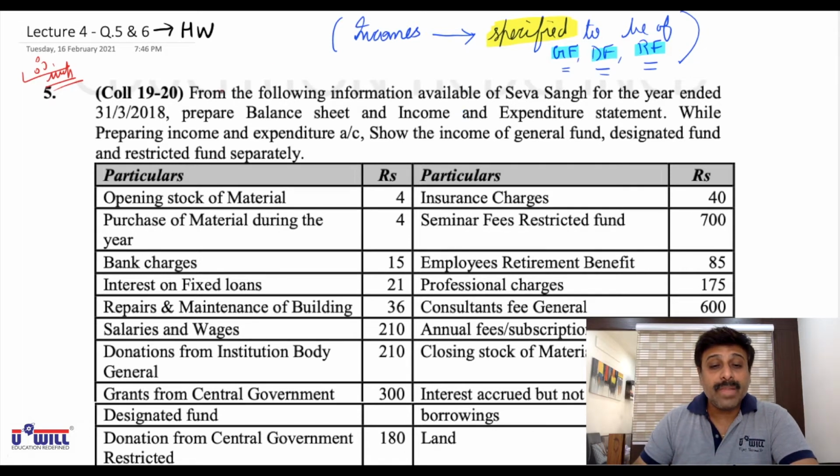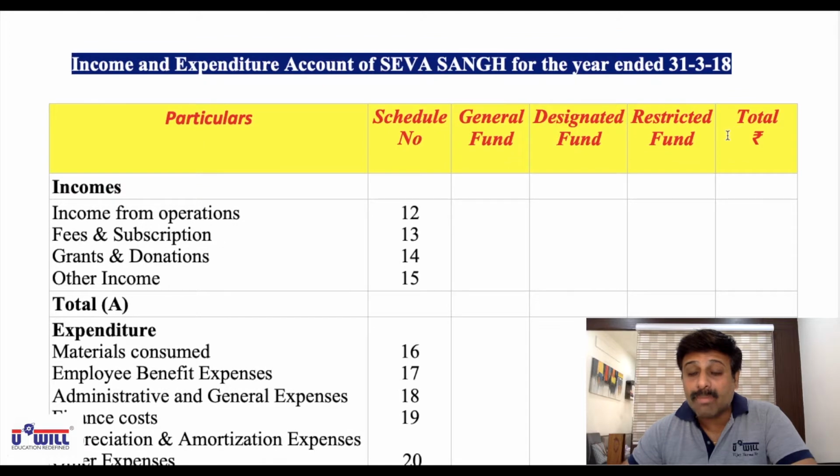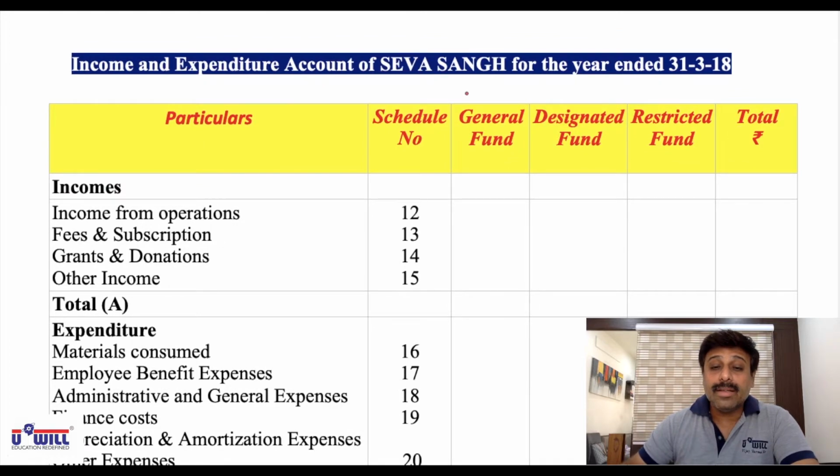Look at the question. From the following information available of Seva Sangh for the year ended 31/3/18, prepare the balance sheet and income and expenditure statement. While preparing, and this is important, show the income of general fund, designated fund and restricted fund separately. So we will be making this income and expenditure statement in columnar form. See the format I have done over here: general fund separate column, designated fund separate column, restricted fund separate column and then total.